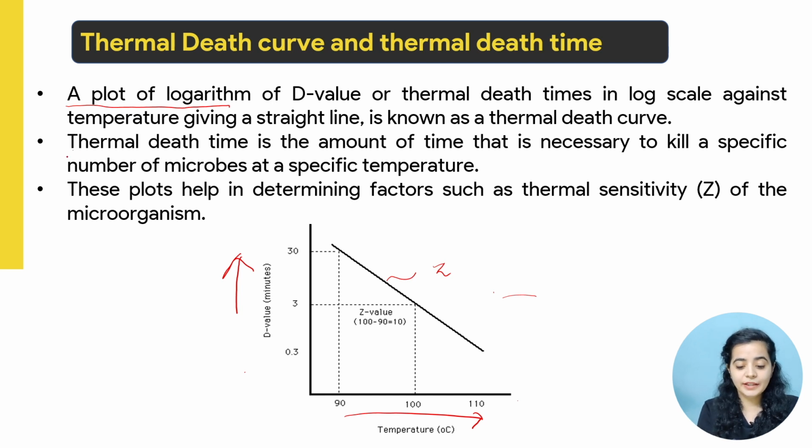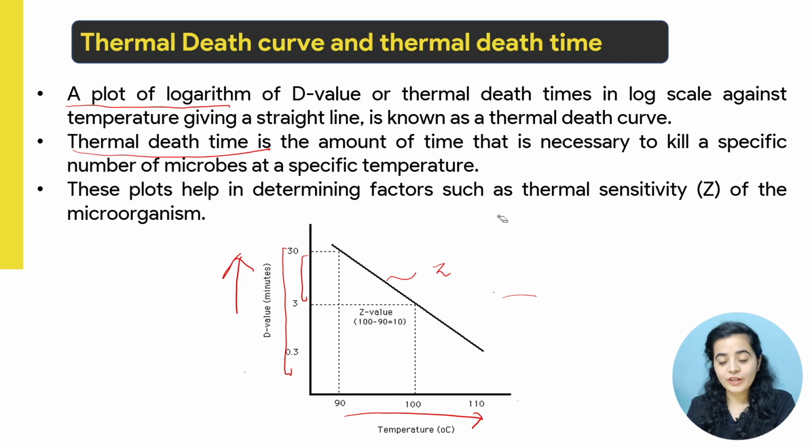Now what is thermal death time? It is the amount of time that is necessary to kill a specific number of microbes at a specific temperature. So note that decimal reduction time is reducing the population by a factor of 10. But what is thermal death time? It is the total time taken to kill the microorganisms. So we can say that thermal death time is equal to n into decimal reduction time.